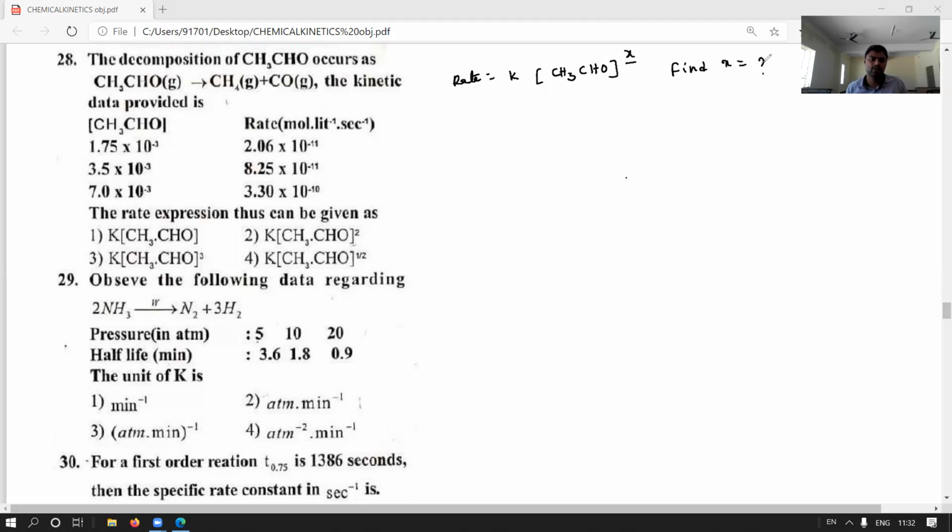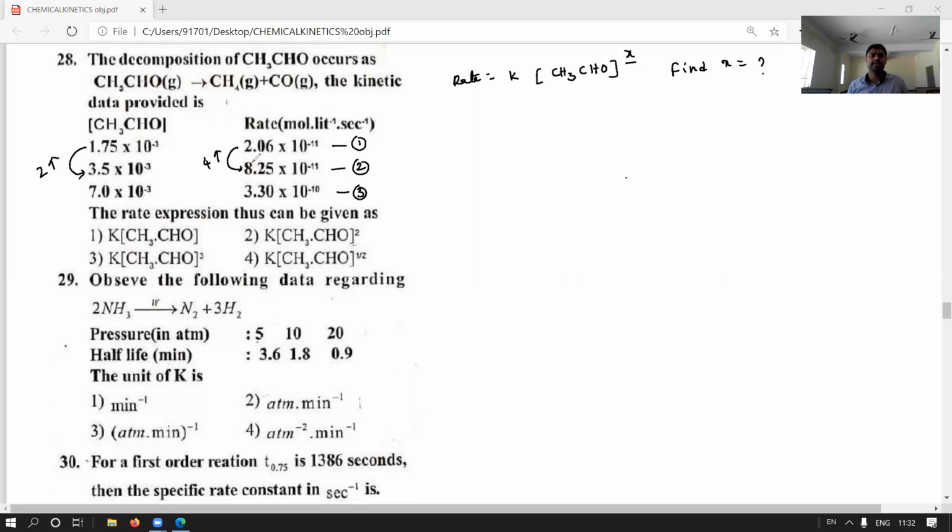So for this case, we have to use the given data. See the concentration. Consider this as the first one, this as the second, and this as the third. So for 1 and 2, you can use any, no problem. If you observe clearly, the concentration is increased twice. Then the rate is increased how many times? The rate is increased by a factor of 4 times.